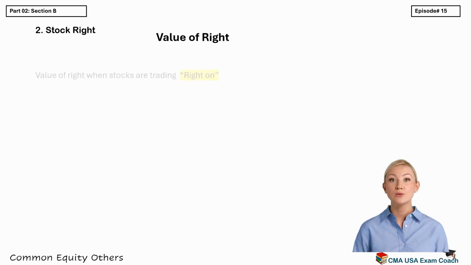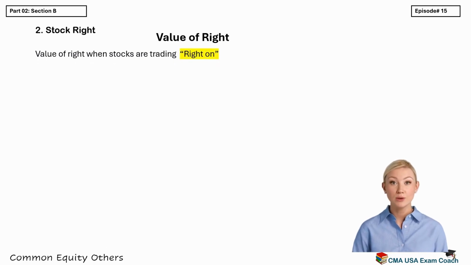Now that we understand what right on means, let's move forward and learn how to calculate the value of a right when the shares are trading right on. That is, when the right is still attached to the share. There is a simple formula we use to calculate the value of a right in this case. Value of right equals P0 minus Pn, divided by R plus 1.